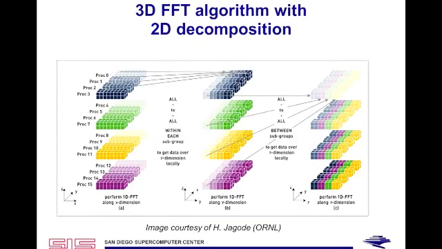Briefly, this is the algorithm. Each processor is responsible for a column. In this example, you have 16 cores or tasks. We start with performing 1D FFT in the X dimension that is local. Then we transpose the data, rearrange it so that now it's local in the Y dimension, and then we can do FFT in the Y dimension, and then transpose again to arrange it so that the Z dimension is local, and do FFT in the Z dimension. So there are two all-to-all transposes in this algorithm.